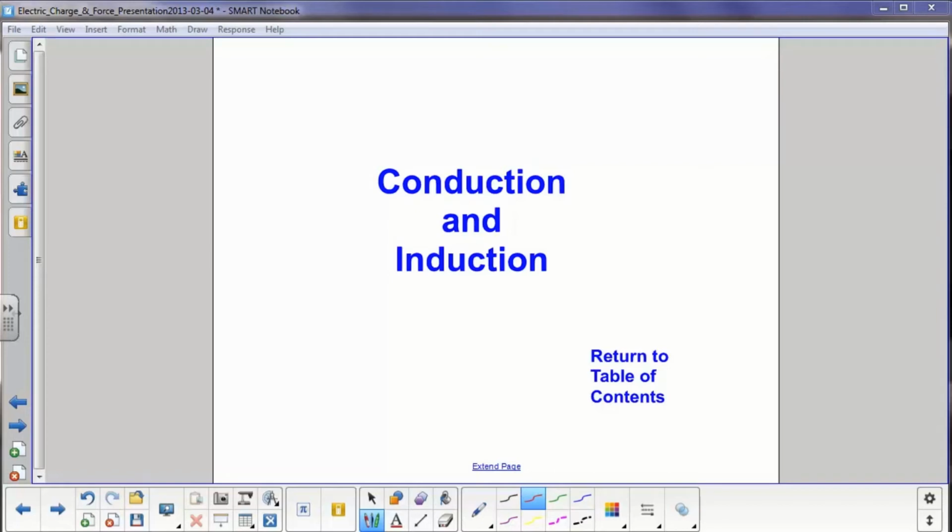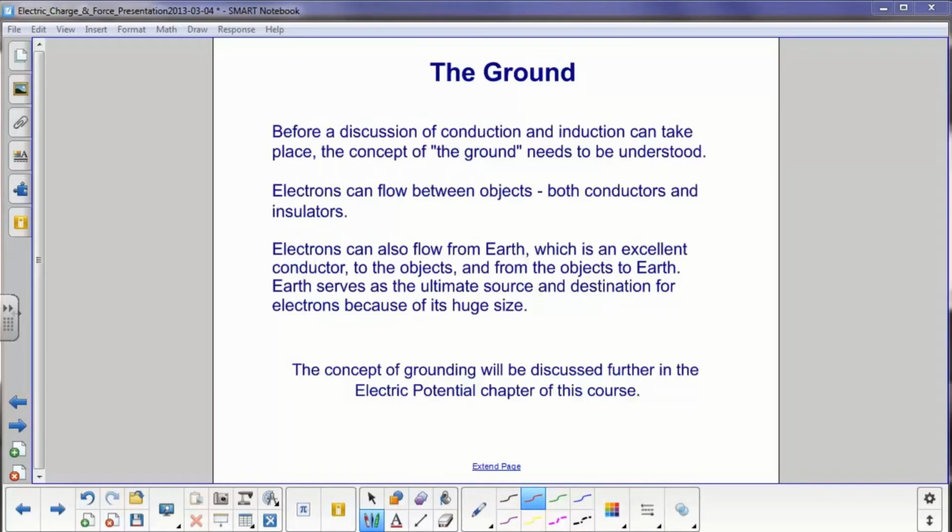We will now discuss the two main methods for transferring charge between objects. They are called conduction and induction. At the highest level, conduction just means you have two objects physically touching each other. For induction, you will bring objects close to each other, and we will see how charge can be separated and transferred under those conditions.